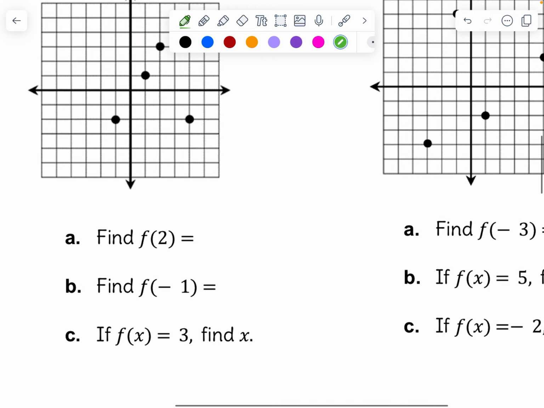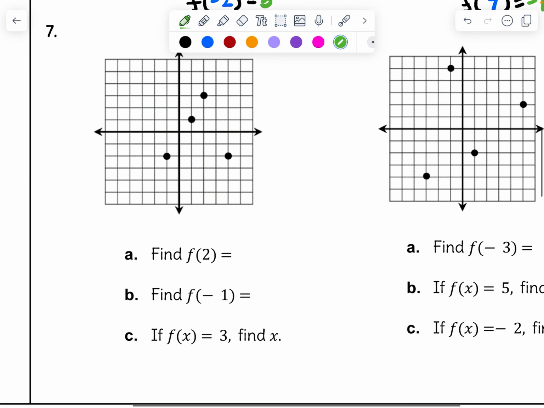Now we have points already plotted on a graph, and we need to find f of 2. So this is saying when the input is 2, what is the output? Well, that means we need to find 2 on the x-axis. That would be right here. And what lines up with that is positive 3 on the y-axis.